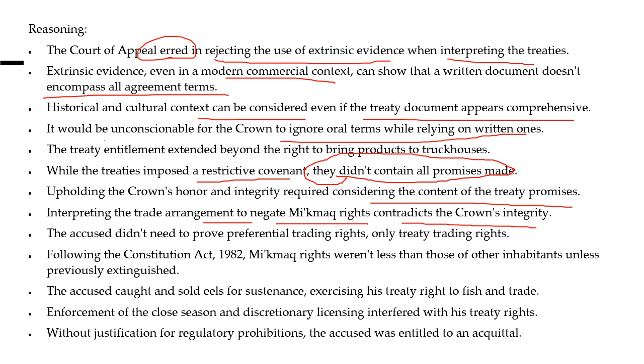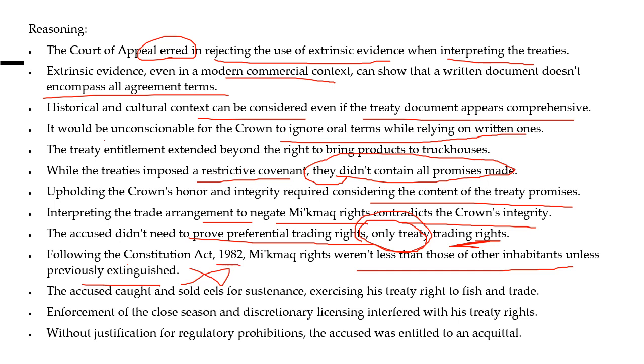So the accused didn't need to prove a preferential trading right, only that treaty trading rights existed, which was more than enough here to justify his position. So when the 1982 Constitution Act came into existence, the Mi'kmaq rights weren't less than those of other inhabitants unless previously extinguished. So these were not extinguished. These were still valid when this act came into existence.